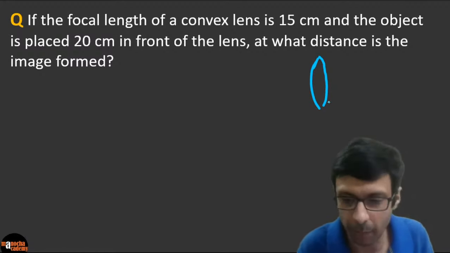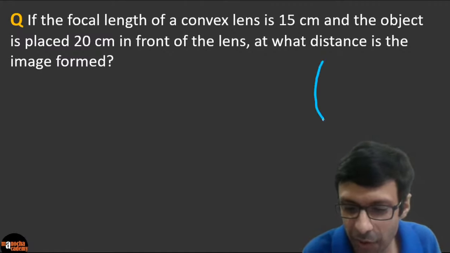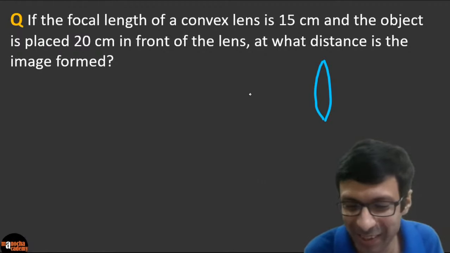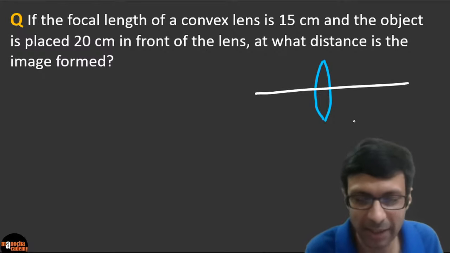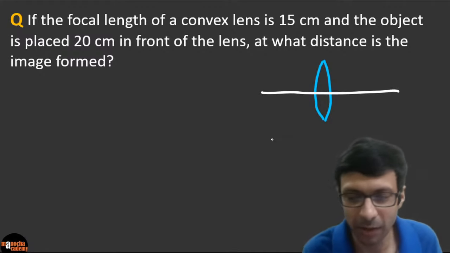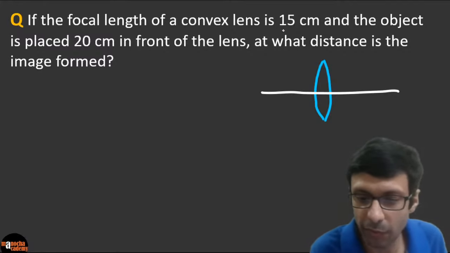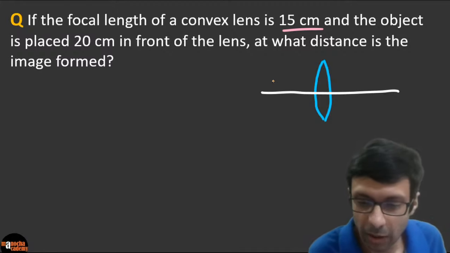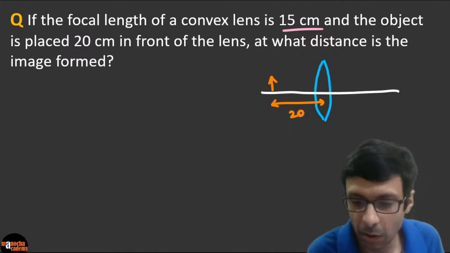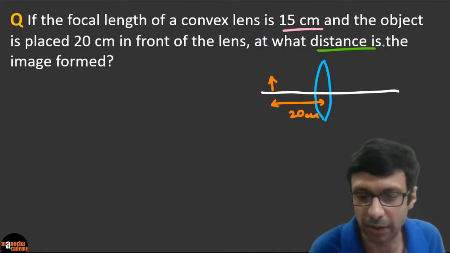Let me draw a better lens. That's not looking so nice. Again, I'm not a great artist, and it's a little difficult to draw on the tablet. So, that's our convex lens, and that's the principal axis here. Let's see if we can draw a straighter one. Yeah, that's better. The convex lens has a focal length of 15 centimeter. The object is placed 20 centimeters in front of the lens, so this part is 20 centimeters. At what distance will the image be formed? So we have to find the image distance here.